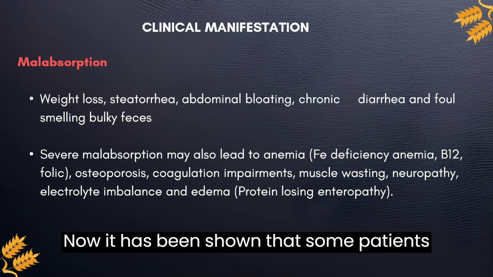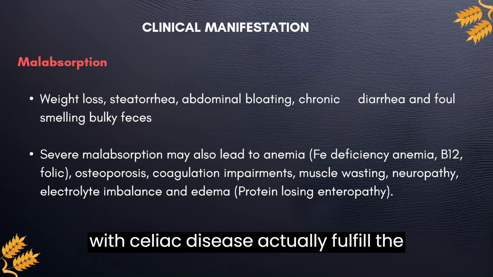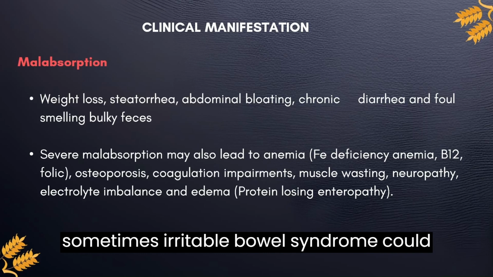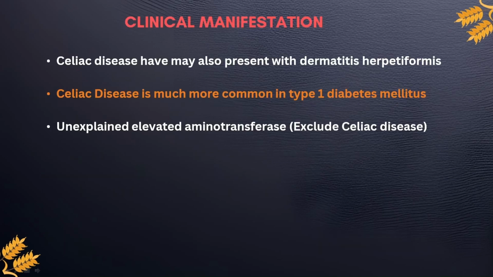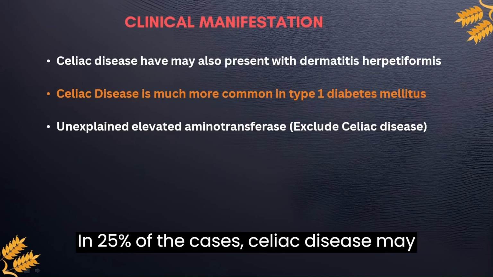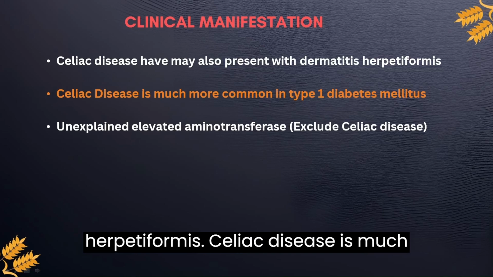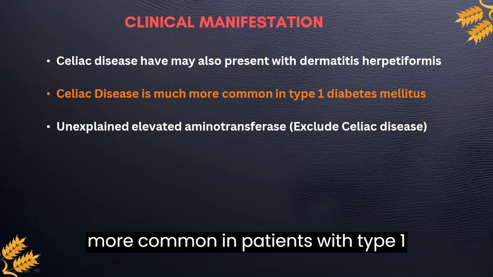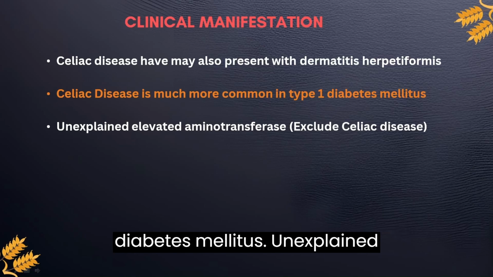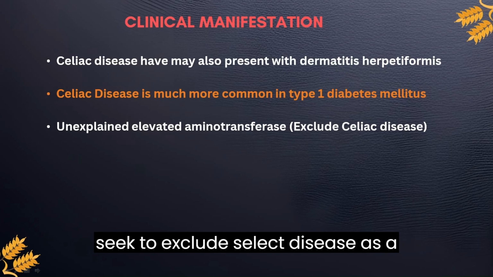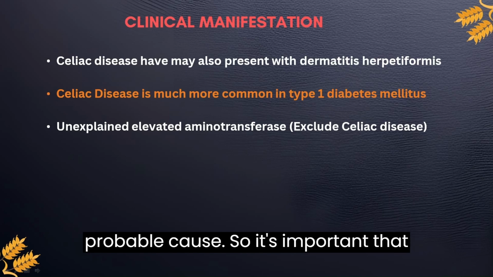Now, it has been shown that some patients with celiac disease actually fulfill the criteria for irritable bowel syndrome. So sometimes irritable bowel syndrome could actually be celiac disease. In 25% of the cases, celiac disease may also present with dermatitis herpetiformis. Celiac disease is much more common in patients with type 1 diabetes mellitus. Unexplained elevated aminotransferase should also seek to exclude celiac disease as a probable cause.